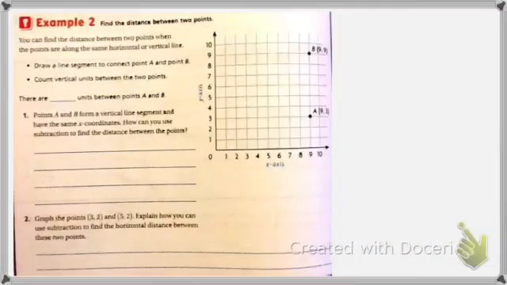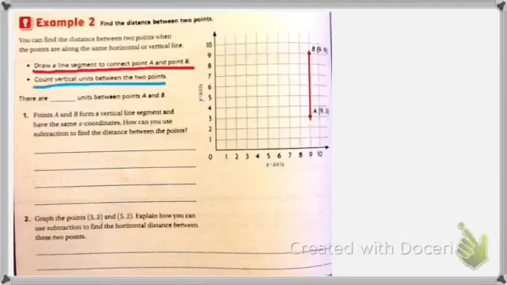Example number 2 says you can find the distance between 2 points when the points are along the same horizontal or vertical line. So the first part says draw a line segment to connect point A and point B. So I look at my graph on the right hand side. I do want to do this with a ruler, so I'm going to connect point A and point B.